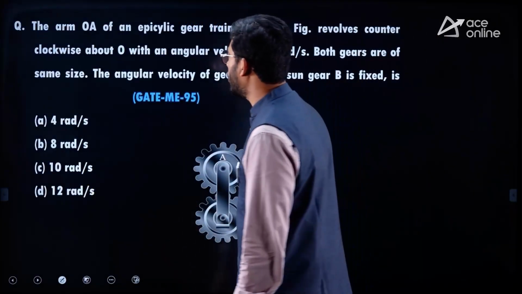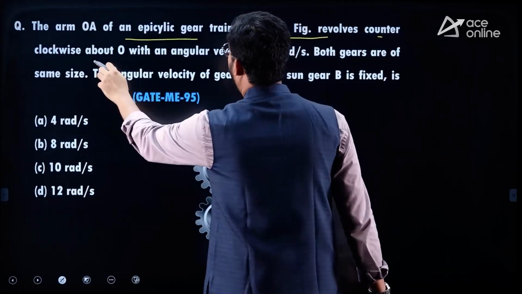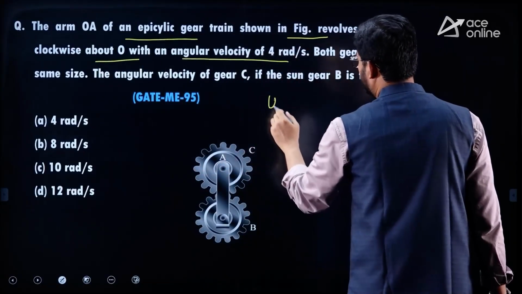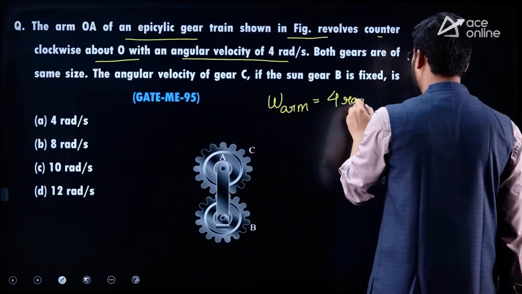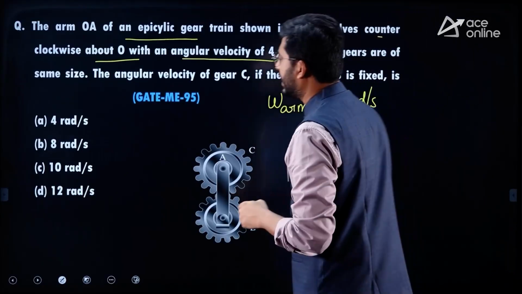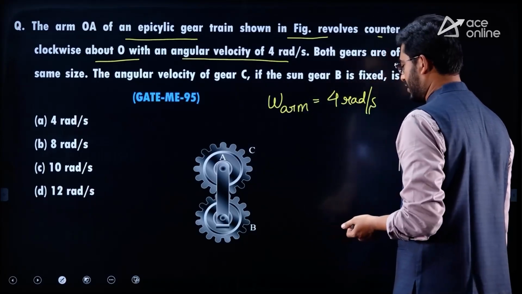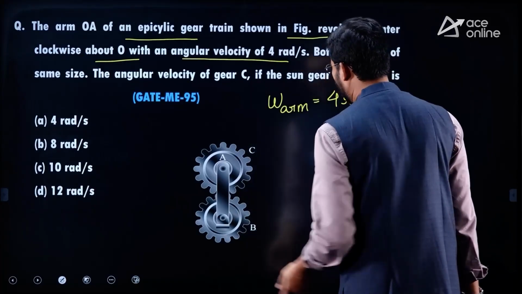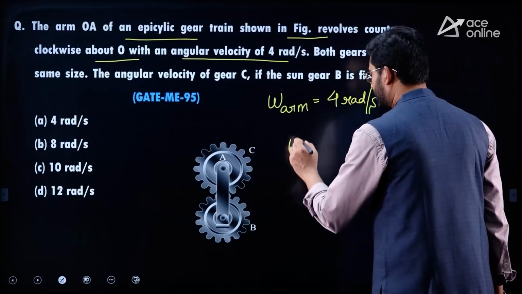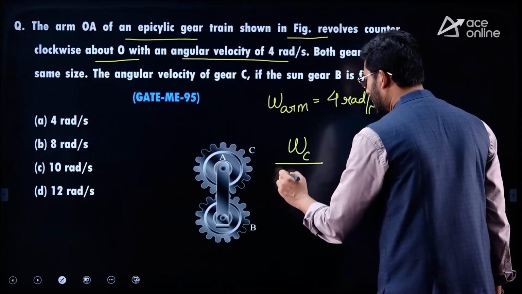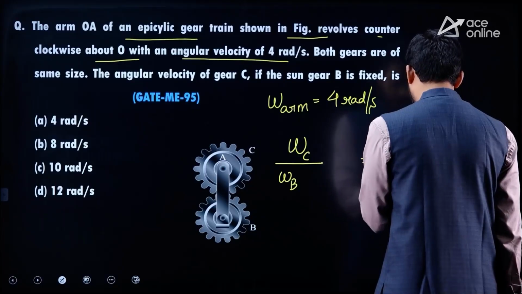Next question, an arm OA of an epicyclic gear train shown in the figure revolves counterclockwise about O with an angular velocity of 4 radian per second. So speed of the arm is given as 4 radian per second. Both the gears are of same size. The angular velocity of C if the sun gear B is fixed. So B is fixed. So here when we understand that B and C are the gears, they are in mesh. So let's write it here. Omega C by omega B equal to teeth of B by teeth of C.